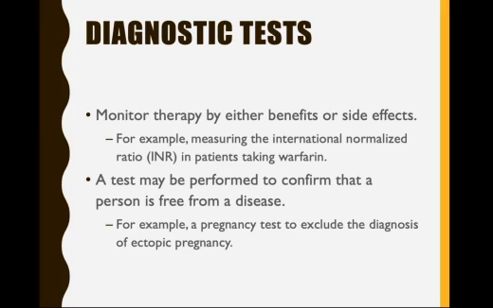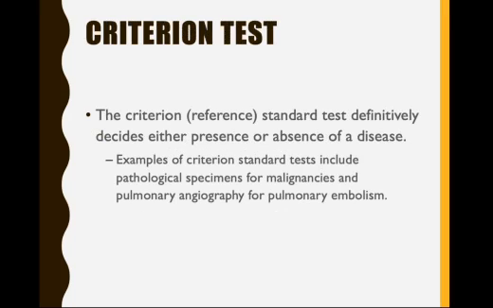And lastly, a test may also be performed to confirm that a person is free from the disease. So, for example, a pregnancy test to exclude the diagnosis of ectopic pregnancy. Now, when we talk of diagnostic tests, we need to look at a criterion test. A criterion test, that's also called a reference standard test, definitively decides presence or absence of a disease.